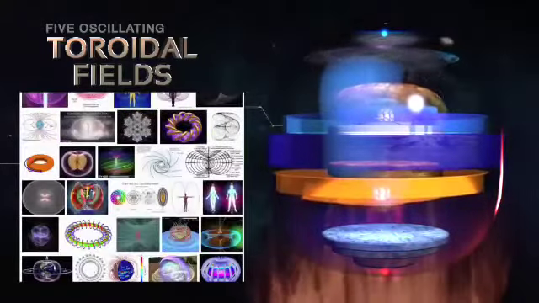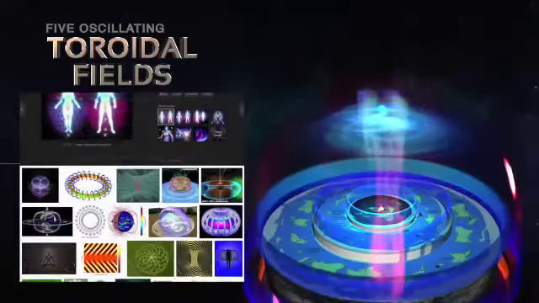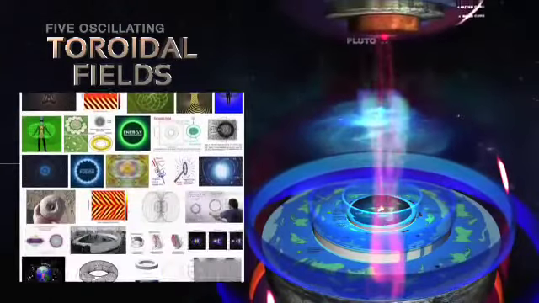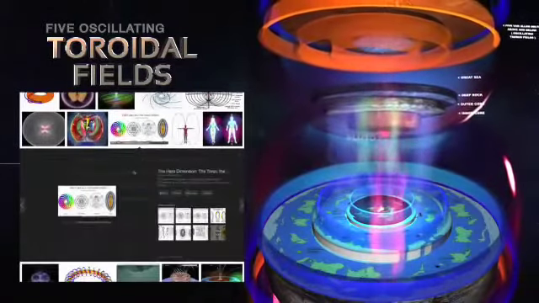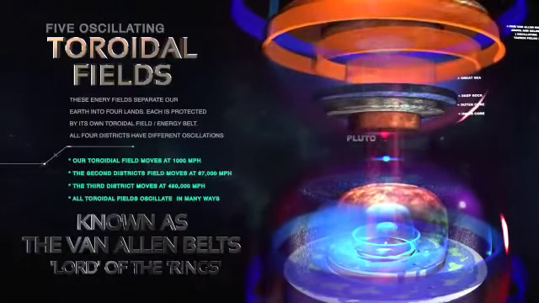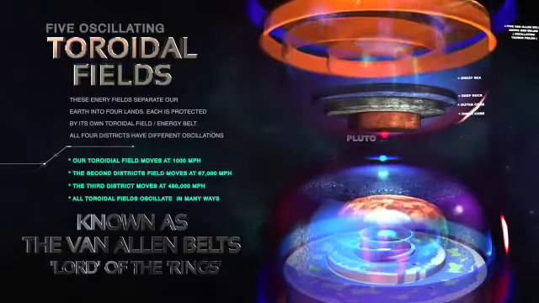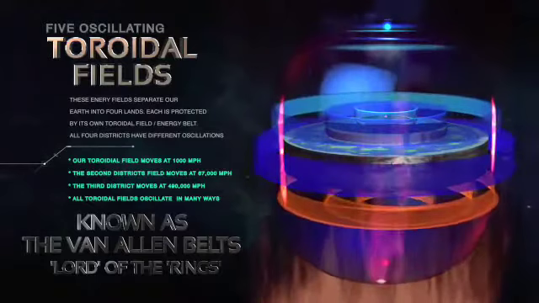There are five toroidal fields that separate the lands and give each its own ecosystem, its own sun and moon, and give each its own atmosphere, and rotate and oscillate to give the Earth its breathing system. Okay, this allows the whole orb to breathe in and out. And these toroidal fields protect each perimeter, or we can call them districts.